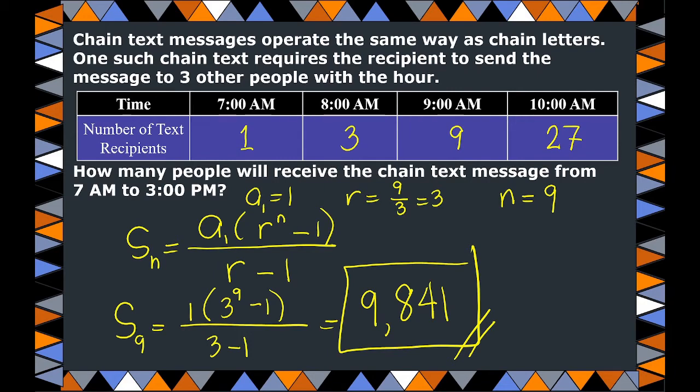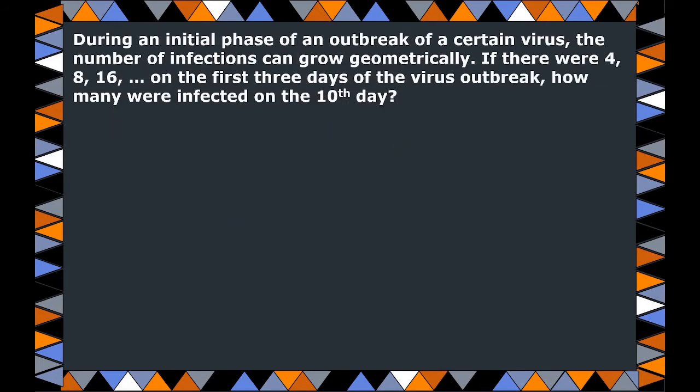Okay, let's have another example. This one. During an initial phase of an outbreak of a certain virus, the number of infections grow geometrically. So we have here 4, 8, 16, so on and so forth. Take note, these are the first 3 days. First day, second day, third day. How many were infected on the 10th day?